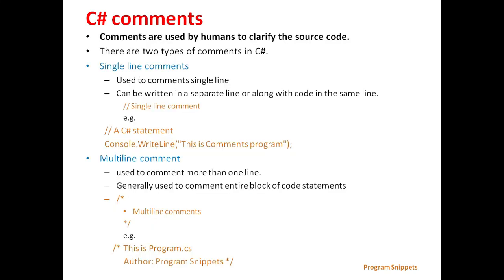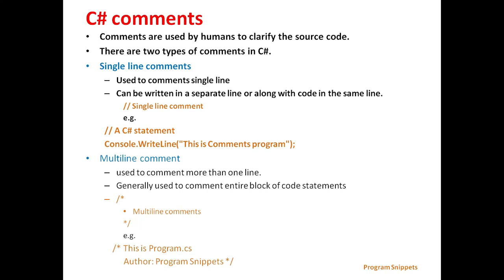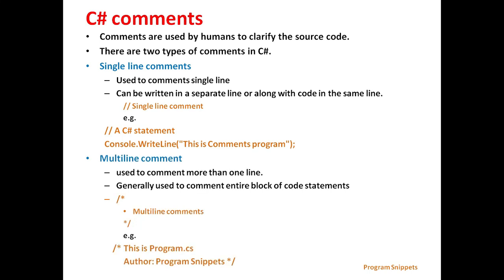Then comments. Comments are used by humans to clarify the source code. There are two types of comments, single line comment and multi-line comment. Single line comments are used to comment a single line. They can be written on a separate line or along with the code on the same line. And multi-line comments are used to comment more than one line. Generally it is used to comment an entire block of code statements.